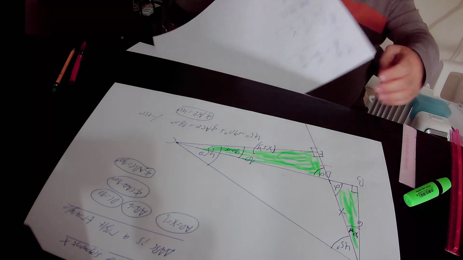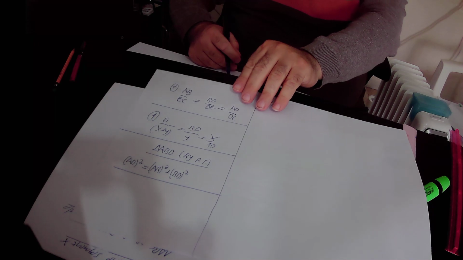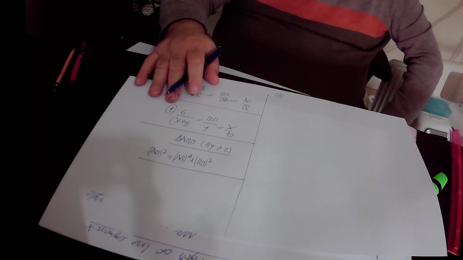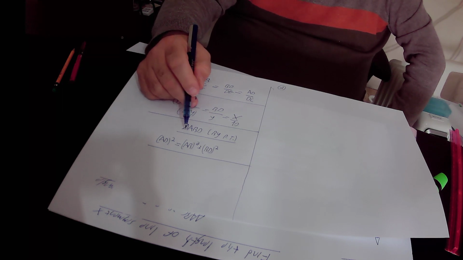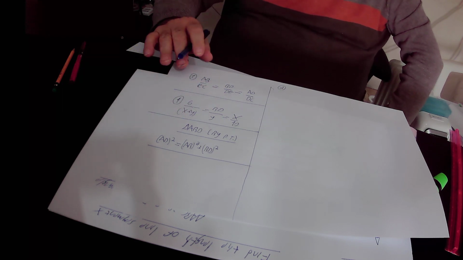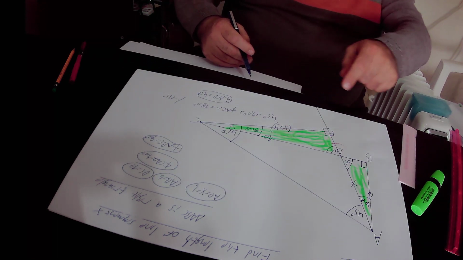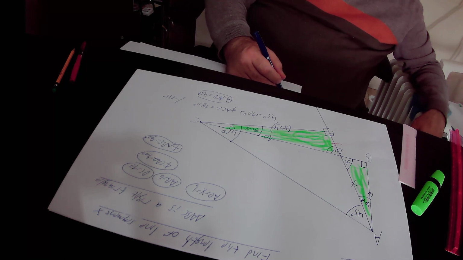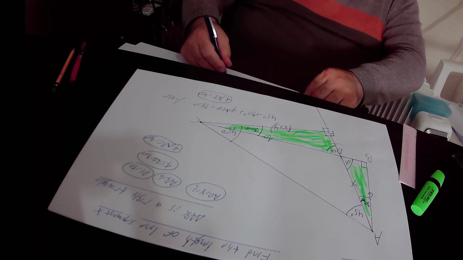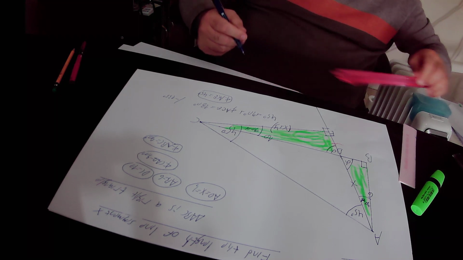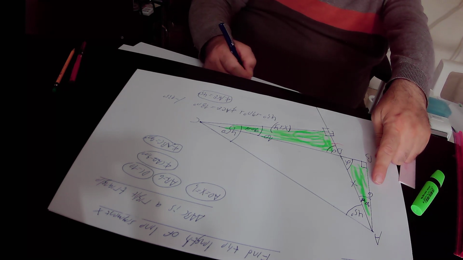I'll repeat again. According to the Pythagoras theorem, the square of the hypotenuse equals the sum of the squares of the perpendiculars. That is to say, AD squared equals AB squared plus BD squared. AD is equal to x, so AD squared will be equal to x squared. And it is equal to AB squared. AB equals 6, so AB squared is 36 plus BD squared.